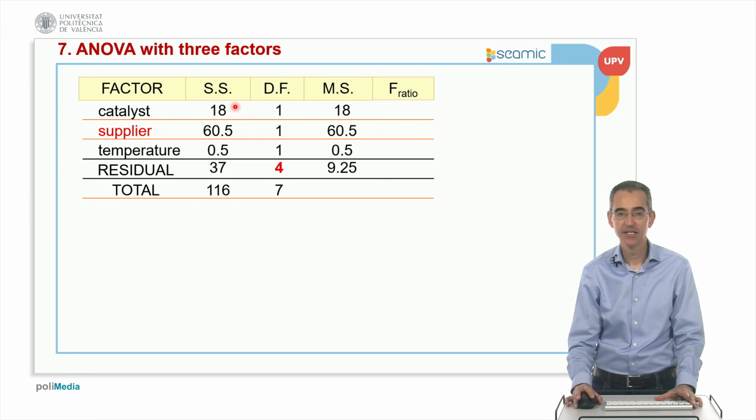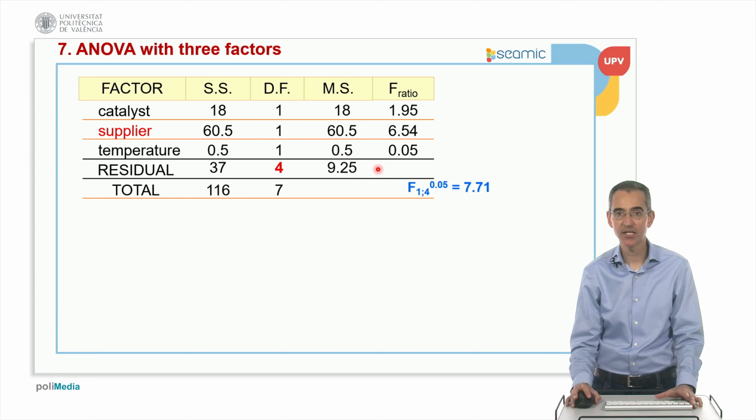Then we divide the sum of squares by the degrees of freedom, and we have the mean squares for every 3 factors, and then for the residual. And then we divide the mean squares of catalyst by the residual mean squares, and we get the F ratio. And then we divide the mean squares of supplier by the residual mean squares, and we have the F ratio for supplier, and the same for temperature.